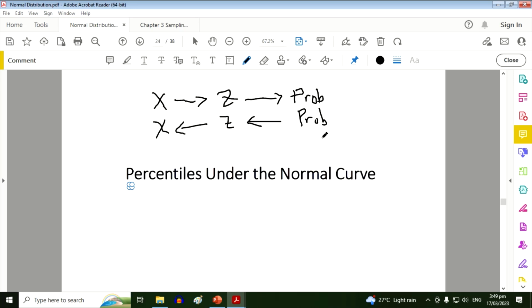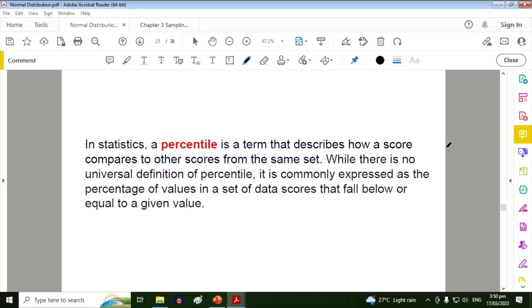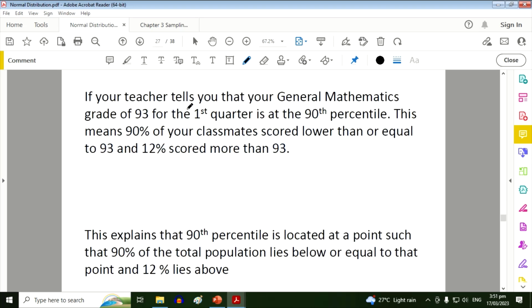So one of the examples in finding your z from an area or from probability is these percentiles under the normal curve. Now, what is a percentile? In statistics, a percentile is a term that describes how a score compares to other scores from the same set. While there is no universal definition of percentile, it is commonly expressed as the percentage of values in a set of data scores that fall below or equal to a given value. If your teacher tells you that your general mathematics grade of 93 for the first quarter is at the 90th percentile, this means that 90% of your classmates scored lower than or equal to 93.